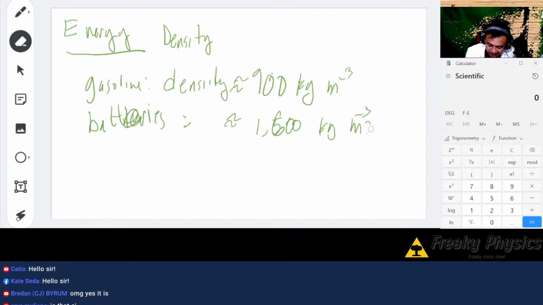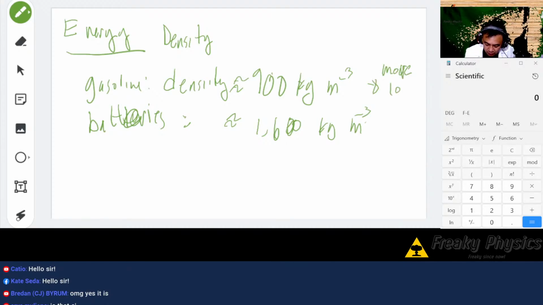Okay, so you can see that it's also heavier per cubic meter. So which one would be better in terms of energy density, right? I'm not going to go through this because this is basically conceptual for now. But from here, you can see that for the same kilogram, this would occupy more volume per kilogram, right?